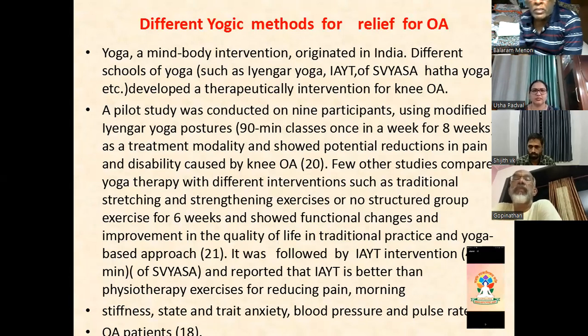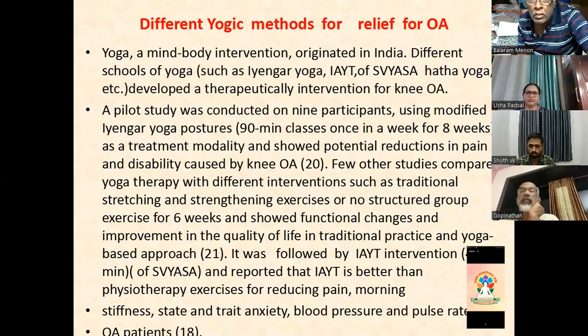Now, what is the yoga mind-body intervention originated in India? Different schools such as Iyengar Yoga, Ayurveda, Hatha Yoga, etc. developed a therapeutic intervention for knee osteoarthritis. BKS Iyengar Yoga is done with external supports. I've been undergoing the treatment for my scoliosis.